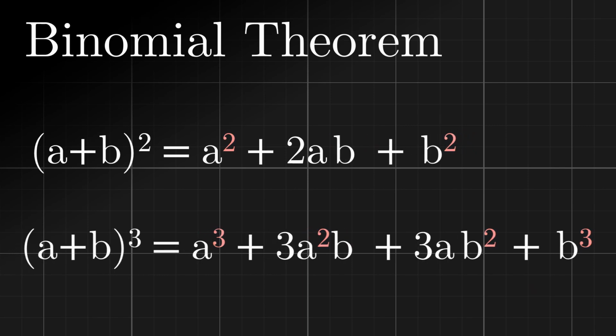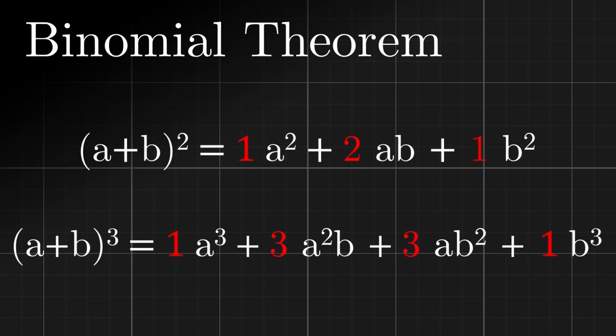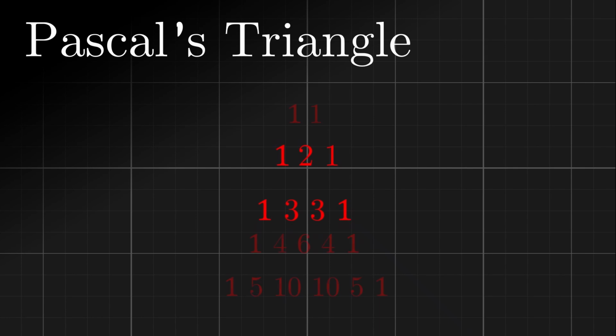But what about those coefficients? 1, 2, 1 for n equals 2, 1, 3, 3, 1 for n equals 3. You may have encountered Pascal's triangle before, in which case you should recognize this pattern. Each number is the sum of the two directly above it. This triangle gives us the coefficients for expanding (a + b)^n for small positive integer values of n.